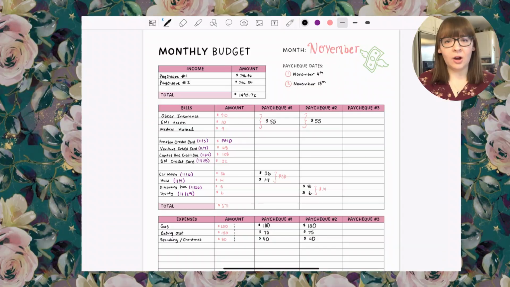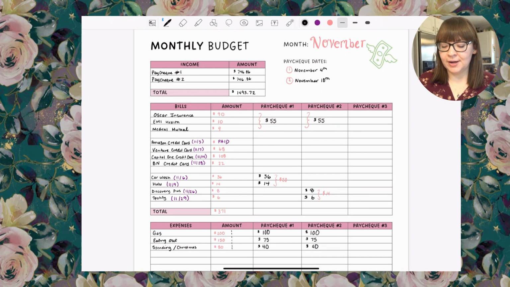Alrighty everyone, so this is an overview of my monthly budget little spreadsheet that I made. I just made it in Microsoft Word and then I exported it into a PDF and put it into GoodNotes. This is something that I do every month. I've been doing it this way since September. I used to do an Excel spreadsheet, but I think this is just easier. I like to have it written down. I feel like I'm more conscientious of my spending if I write things down.